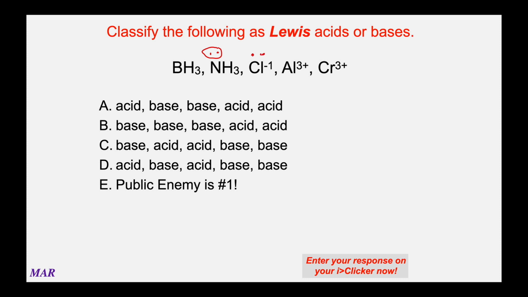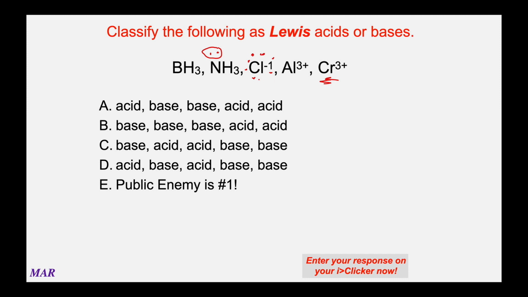Chloride has 4 lone pairs around it. It's basically bristling with lone pairs. Chloride would also be a Lewis base because it has a lot of lone pairs. Now, acids usually fall in one of 2 categories. One of the categories is transition metals. Transition metals, as well as lanthanides and actinides, are great Lewis acids. They'll have lots of empty orbitals for electrons to be shoved into. So anytime you see a transition metal, you can basically think of that as a Lewis acid.